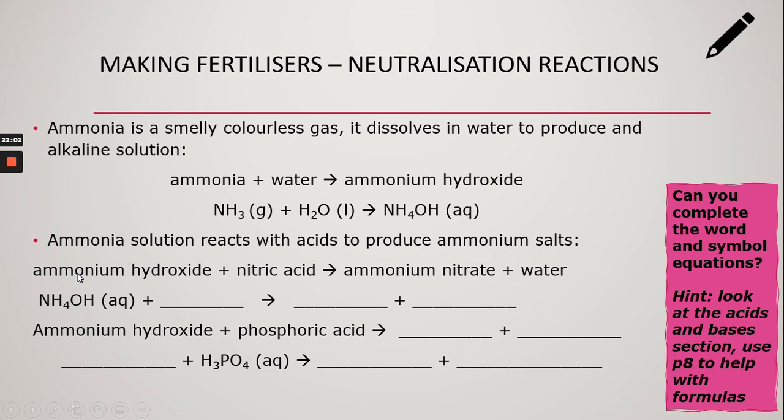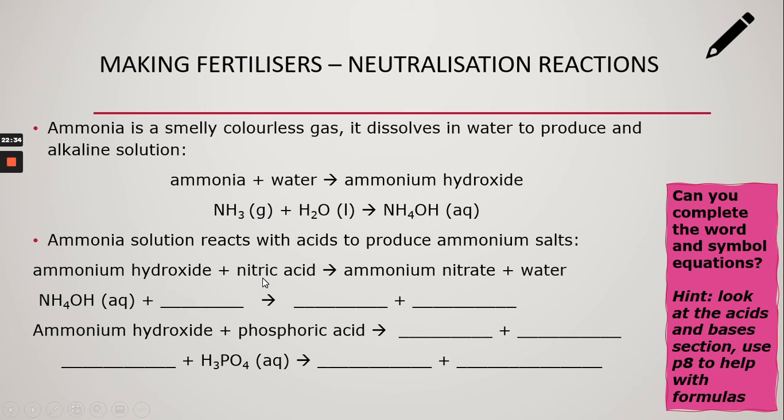So ammonium hydroxide plus nitric acid, the first part of the name of the salt is going to come from the base, or the alkali, which in this case is ammonium hydroxide. So the salt's going to be named ammonium, and the second part of the salt name comes from the acid. So if it's nitric acid, it's going to be ammonium nitrate plus water. So what I'd like you to do now is see if you can complete the word and symbol equations that I've got written here. So the first one is just completing the symbol equation for this one.